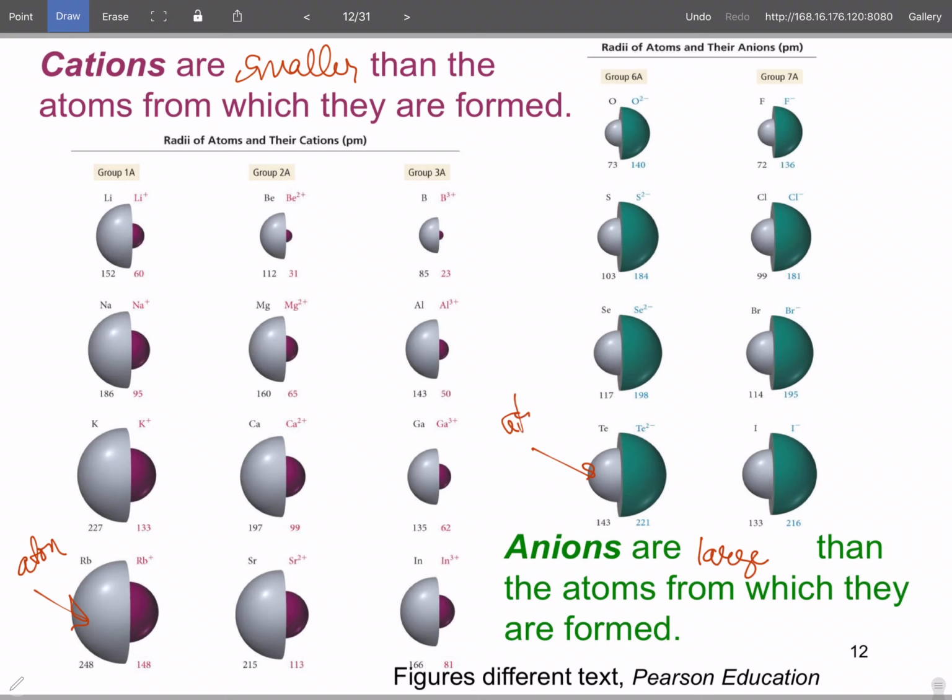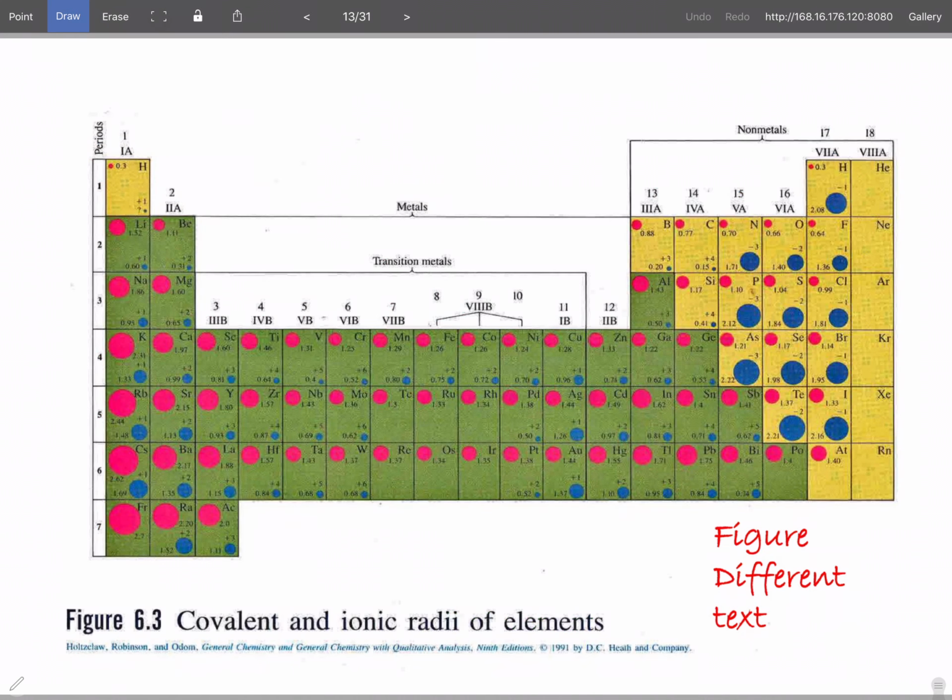So you can really see the difference here. And the biggest thing is, remember the same trend, they're all going to increase straight down, whether they're positive or negative. And this is an old one that I had. It's an old Holtzlaw text, and I liked it because it put everything on there. And if you'll notice, in this area, we're avoiding the transition metals because the trends aren't as trendy.